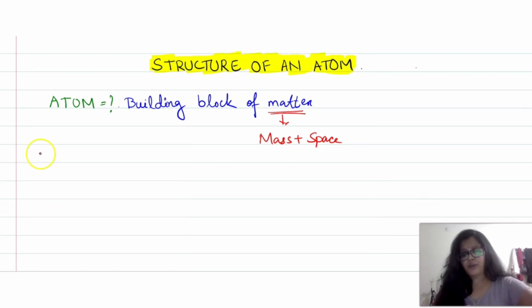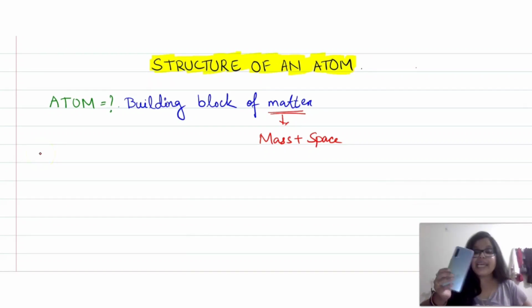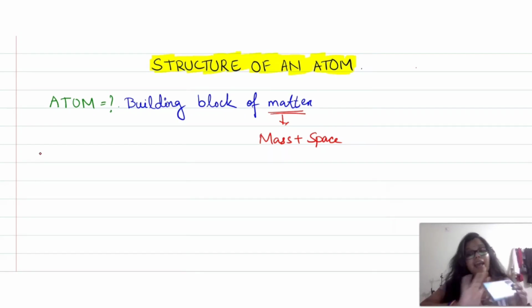Anything on the earth. For example, I have this mobile phone. It has some mass, and when I keep it on a table, it occupies some space. That means this is matter, and it has atoms and molecules in it. So any matter you take has atoms and molecules.